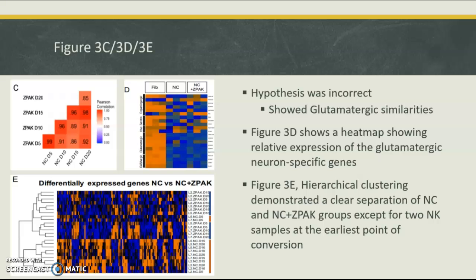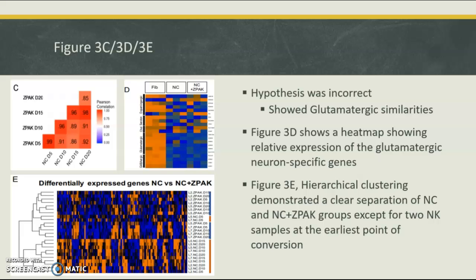in the neuronal expression. Here, scientists were able to detect that the transcriptomes induced by NC or NC plus Z-Pak were actually highly correlated, with a Pearson correlation coefficient of greater than or equal to 0.85 for all sample time points. This indicates that there's actually a broad transcriptional similarity between the induced neuronal process in NC and NC plus Z-Pak cocktail. This directly leads into figure 3D.